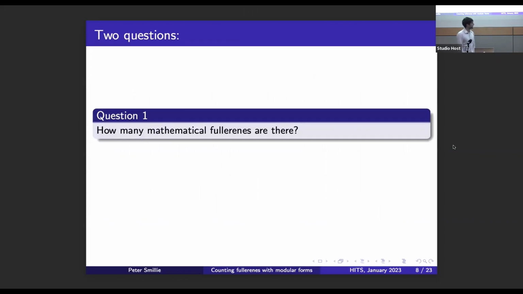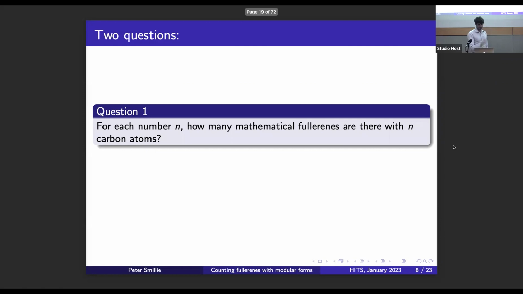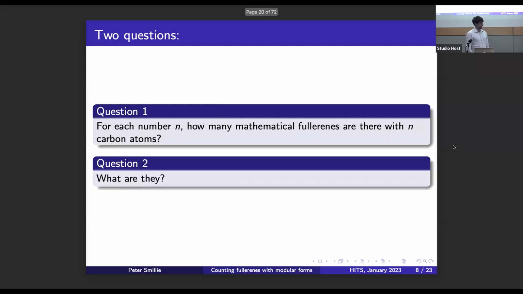Okay, in this talk, I want to talk about two questions. First, how many mathematical Fullerenes are there? Well, there are infinitely many. They can be arbitrarily large. So to be more precise, for each positive integer n, how many mathematical Fullerenes are there with n carbon atoms? And now I claim this is a number of graphs. It's a finite number, maybe a large finite number, but it's finite, and so we can study it. And then if I get through that and still have time, I want to say what they are.